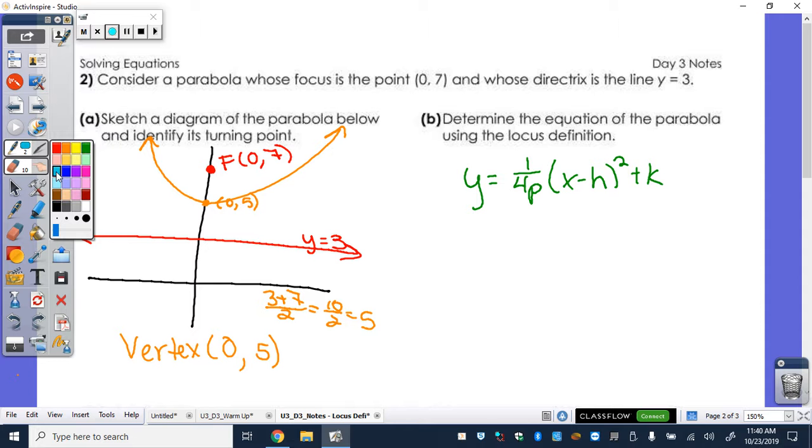Looking at my problem over here, I already figured out my h and k because I have my vertex. Not Friday, but your test, yes.